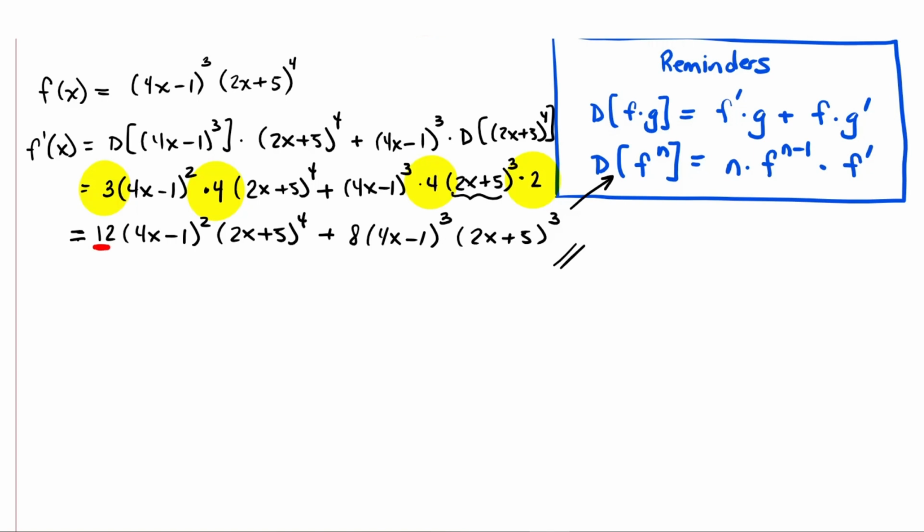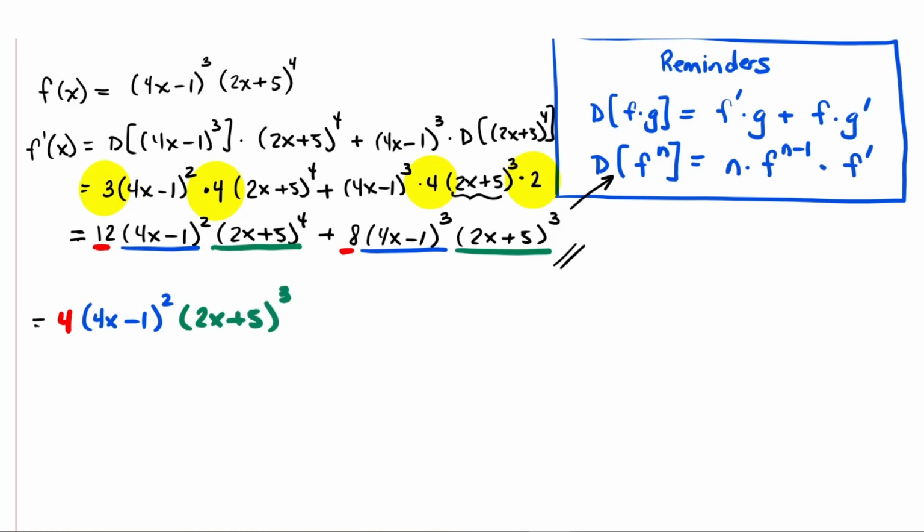if we're going to factor, we have to factor something common from each side of the addition sign. So notice we have a 12 and an 8, so that's going to be a 4. I'll put the equals here. Looking at the factors of 4x minus 1, we have a square and we have a cube. So I'm going to call that (4x minus 1) squared. And over here we have powers of 2x plus 5 to the fourth and to the third. So I can factor out (2x plus 5) to the third. And now let's see what remains.